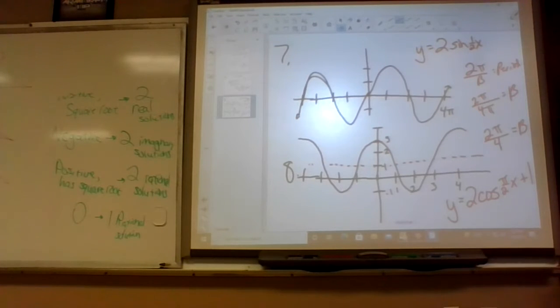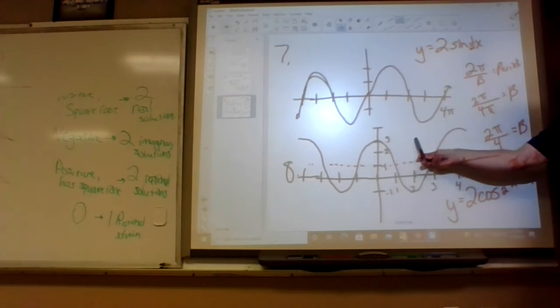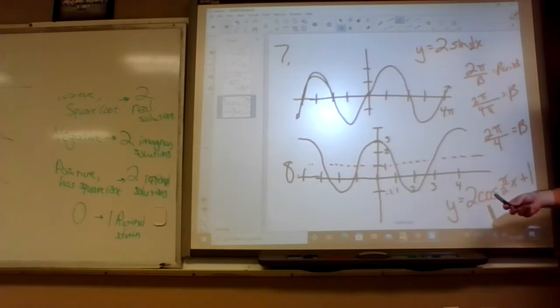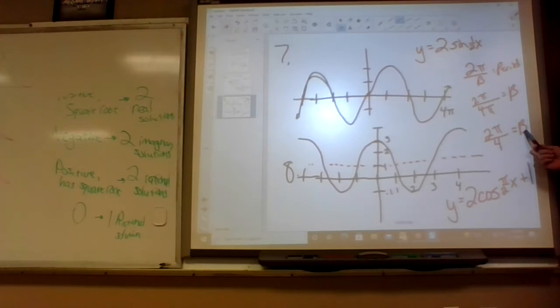The period is how long until it starts repeating itself. That is 4 pi. We didn't write the period in here, but we used it to figure out what the b value is supposed to be. 2 pi divided by that should be that.